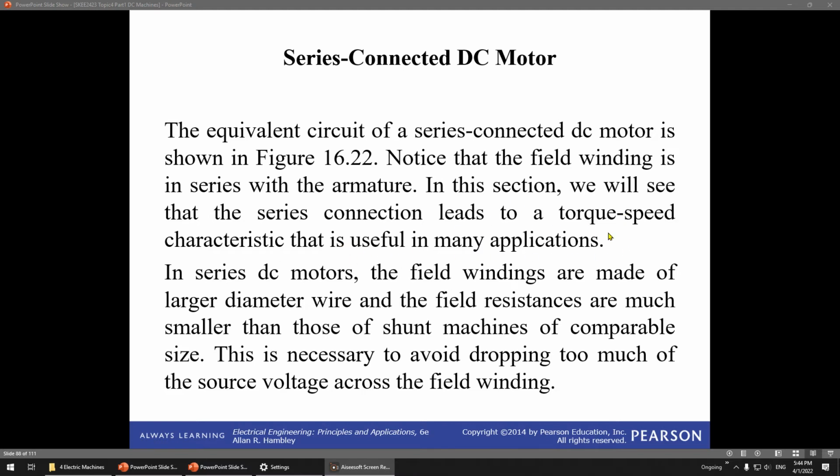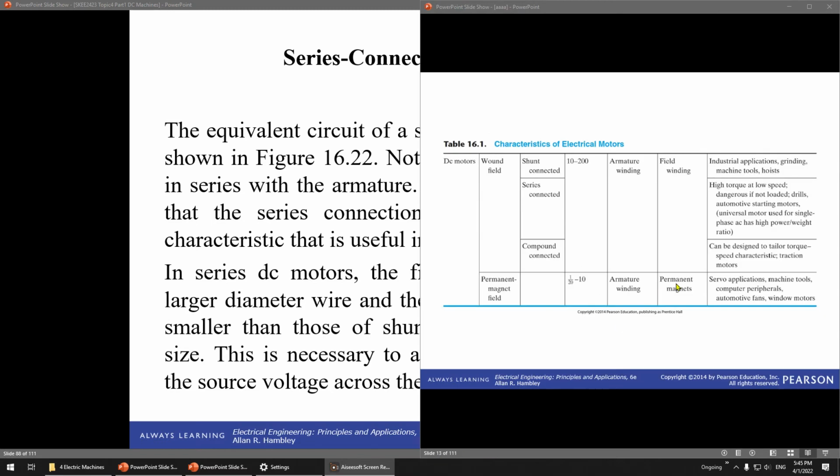Basically the connection of the DC motor between the armature and the field winding depends on the application. So if you recall back the first slide, slide number 13, you can see here you have the shunt, you have the series, you have the compound. The separate one is not available here. For shunt, the industrial applications are grinding, machine tool or hoist. But series is for high torque and low speed applications. So if you need a high torque but low speed, it's better to use a series connected motor. And make sure you know that for series connected, it is very dangerous if there is no load.